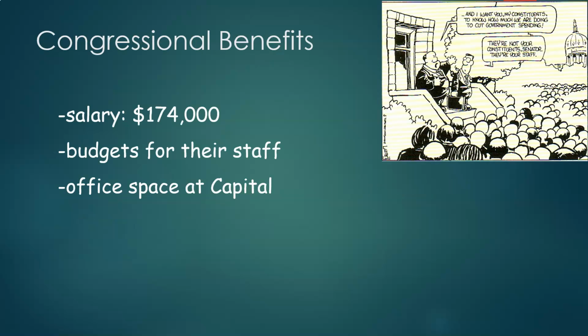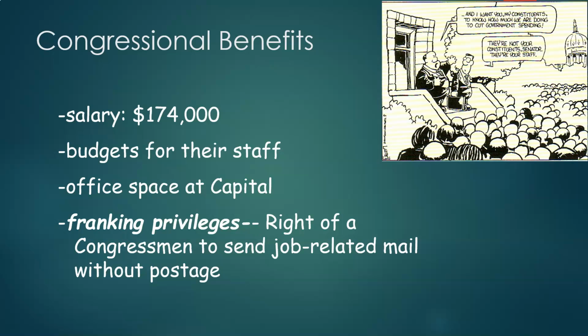All right, congressional benefits. Now, this is something that is controversial. Salary is around $174,000 a year. They also get budgets for their staff, office space at the Capitol where they have their own office, and then franking privileges, which is the right of a congressman to send job-related mail without postage. So they essentially can mail things without having to pay any kind of fee, which means that if they want to send things out about the state or things that are going on, or things that they're trying to pass or get citizen support for, as long as it's job related, they do not have to pay postage.